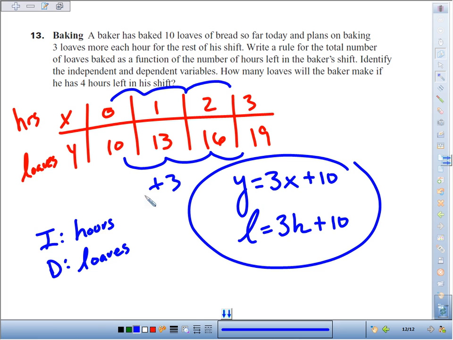How many loaves if we have 4 hours left in the shift? 3 times 4, that'd be 12 plus 10. We'd be looking at 22 total loaves.